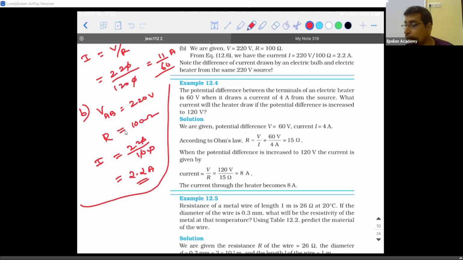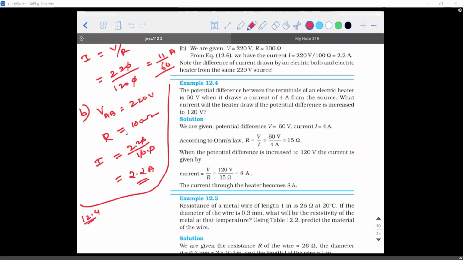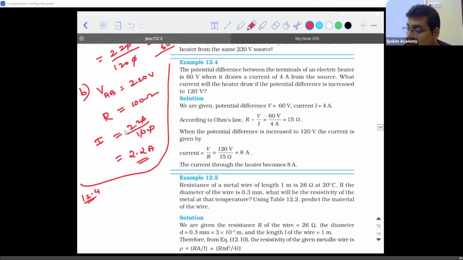I hope it is clear, guys. So 12.4. The potential difference between the terminals of an electric heater is 60 volt, when it draws a current of 4 ampere from the source. What current will the heater draw if the potential difference is increased to 120 volt? Good one.